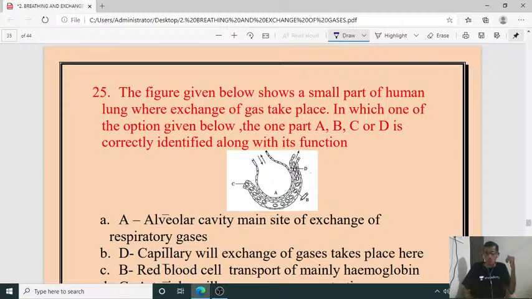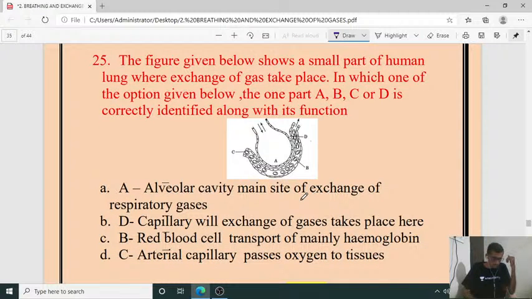And the last question, the 25th. Here I provided one figure. The diagram given below shows a small part of a human lung where exchange of gases takes place. In which one of the options given below is the part A, B, C, D correctly identified along with its function? A, B, C or D, which is the correctly labeled part?